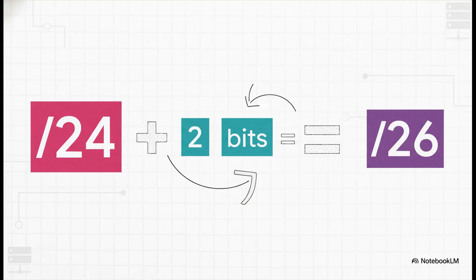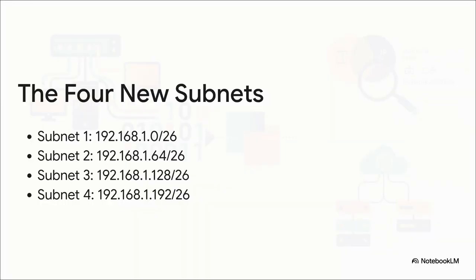So what does that actually do to our network? Well, our original network prefix was a /24. Since we borrowed 2 bits, we just add them right on top. So 24 plus 2 gives us a new prefix length of /26 for each of our shiny new subnets. And boom, just like that, here they are, our 4 brand new subnets.